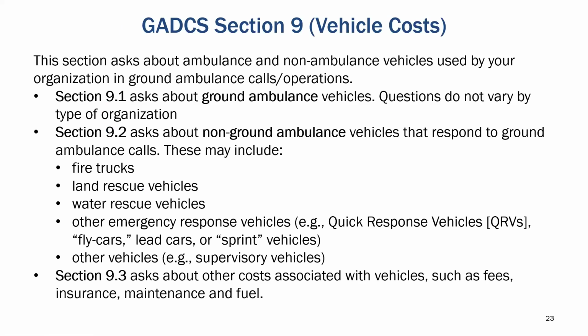Section 9 asks many of the same questions in section 8, but instead of dealing with facilities, we're now dealing with vehicles. So there are a couple of parallel sections in 8 and 9. 9.1 asks about ground ambulance vehicles. 9.2 asks about non-ground ambulance vehicles. And then just like in section 8, there's a section 9.3 that asks collectively across all of your vehicles information on certain costs like fees, insurance, maintenance, and fuel.